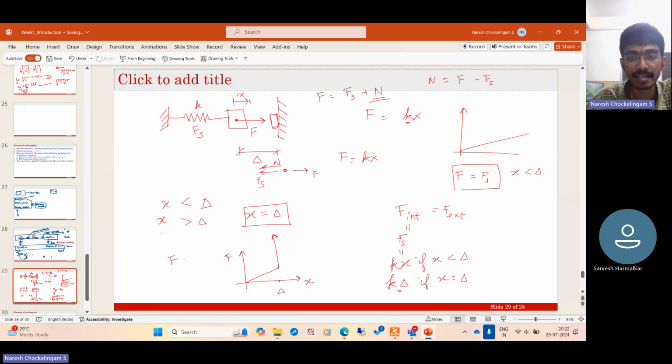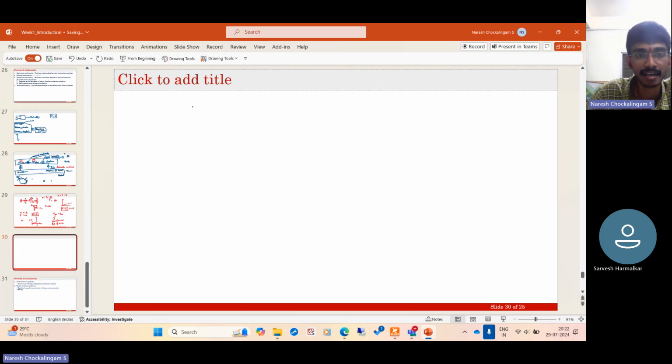Why? The boundary condition. A boundary condition itself is unknown. The boundary conditions are F is equal to Kx, which is actually a constitutive relation, if x is less than delta. Otherwise x is equal to delta and F is indeterminate. So this is the boundary condition. It is a mixture of kinematic specifications such as x equal to delta and force specifications such as F equal to Fs.